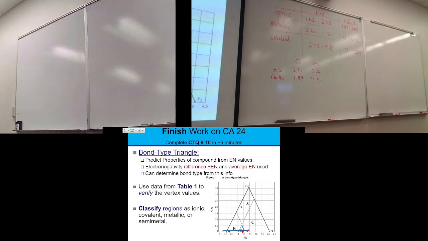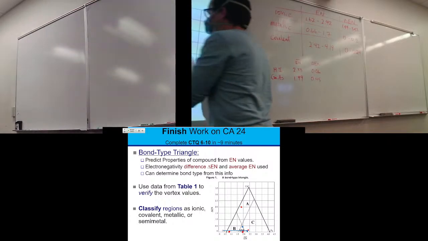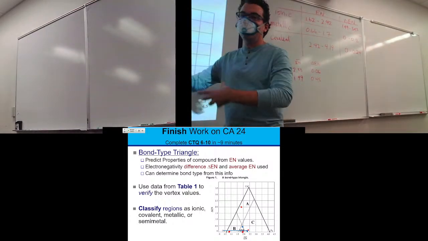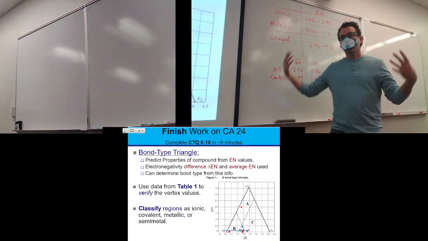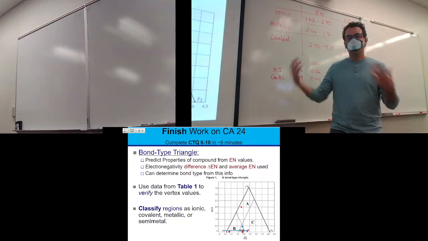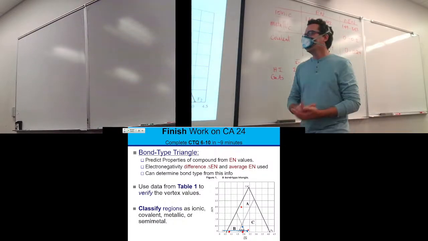Now, if anything is right on the line, you can categorize it as both. If they're close to that line, you can still categorize them as both. You can say it's covalent with significant ionic character or something like that.